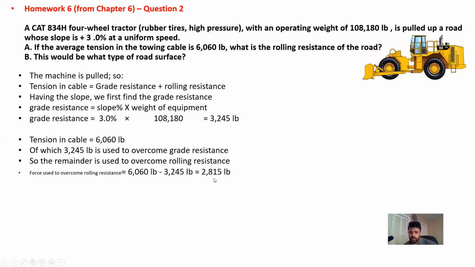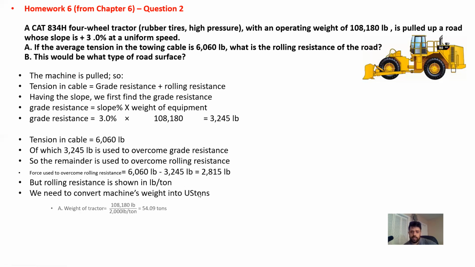But that table uses the numbers based on tons, not pounds. So the first thing we need to do is to convert this force, which is given in pounds, to tons. We simply first find the weight of the tractor in tons. So the weight of the tractor was in pounds. We need to divide it by 2,000. So this is the weight of the equipment, which is 54 US tons, okay?